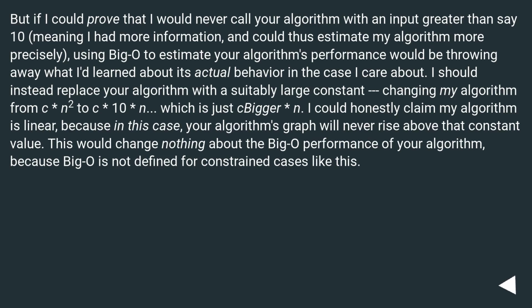This would change nothing about the big O performance of your algorithm, because big O is not defined for constrained cases like this.